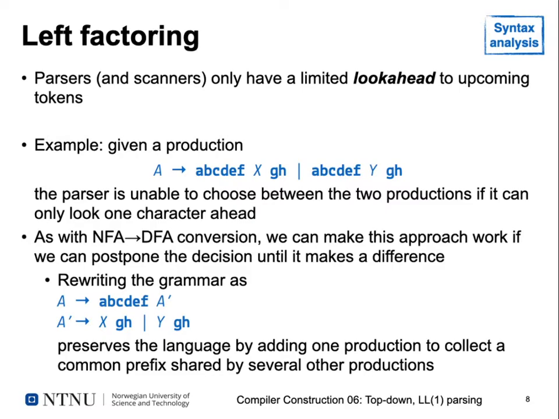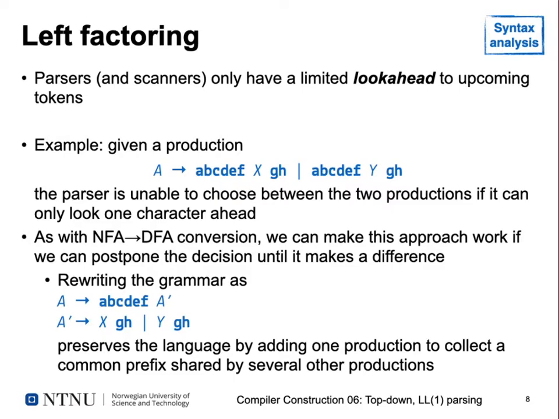So one problem that's showing up when you design grammars is that parsers don't have unlimited what we call look ahead. So look ahead just means we can take a peek at the next token essentially that is delivered by the scanner, so that if we only could take a look at one single token, that would be a look ahead of 1. If we could have a look at 2 tokens, a look ahead of 2, and so on. But in any case, parsers and scanners only have a limited look ahead to upcoming tokens.